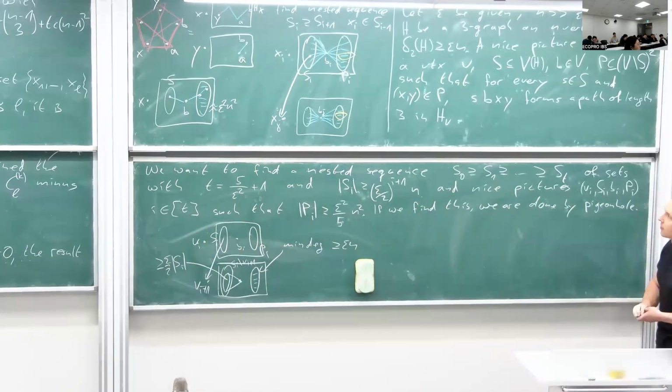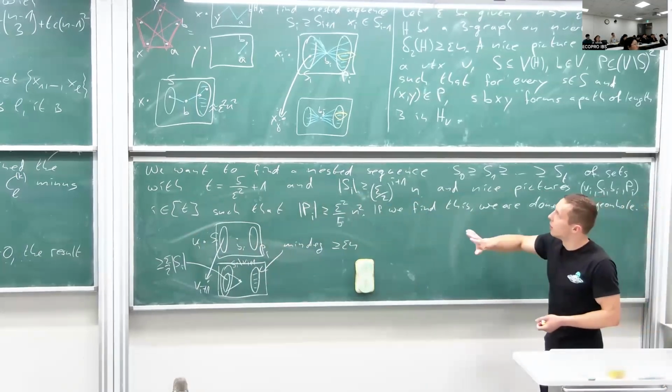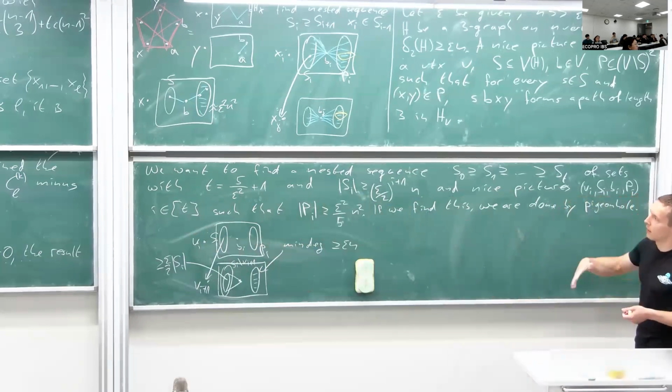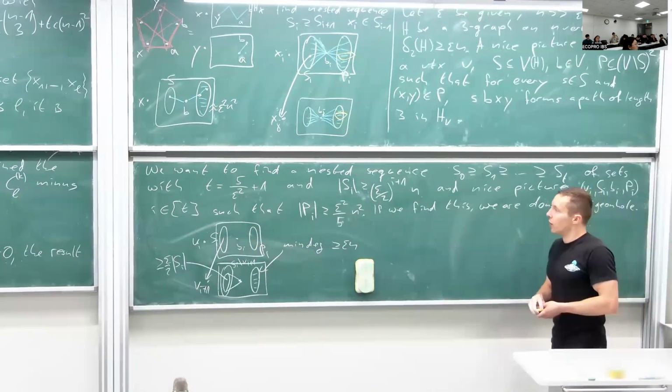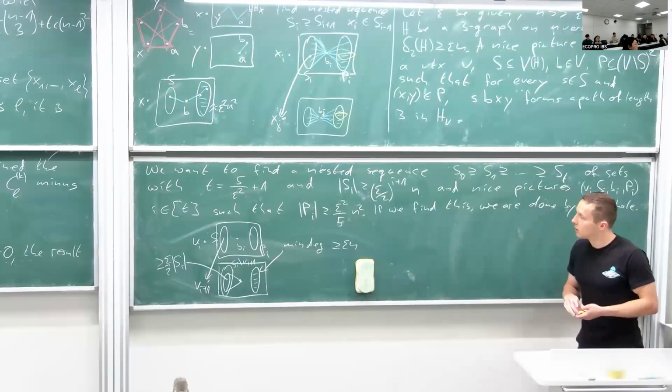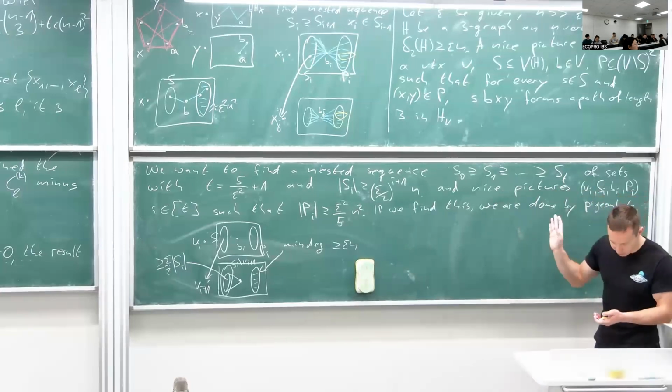Okay. And yeah, this method of nice pictures can also be used for different grid graphs to show that they have codegree Turán density 0. And yeah, it can be generalized.